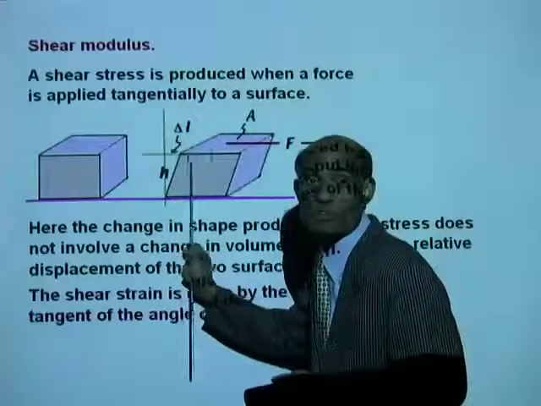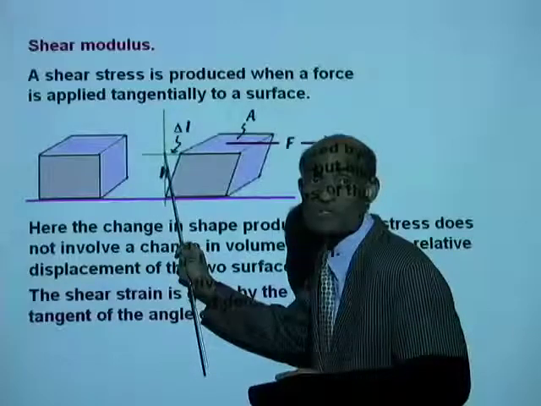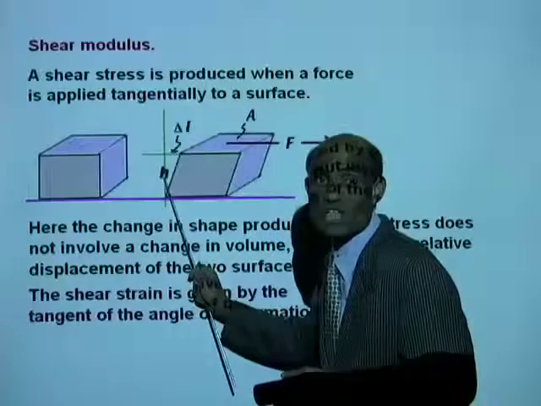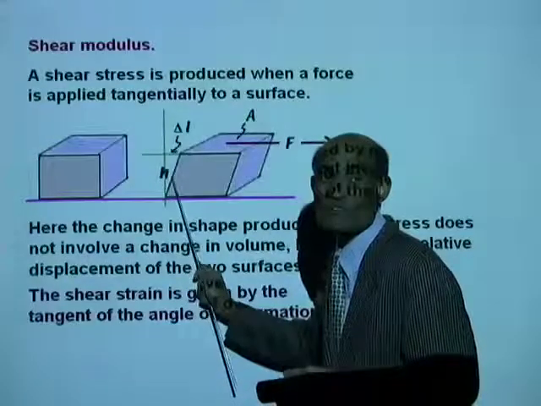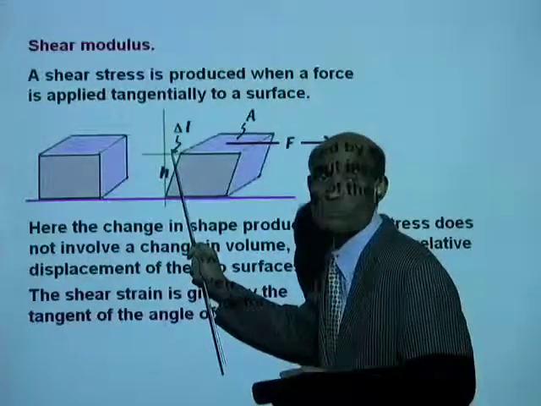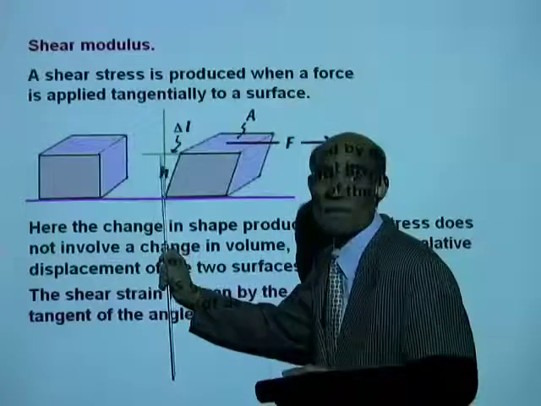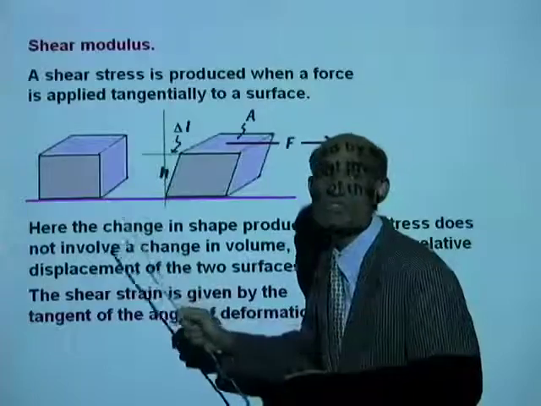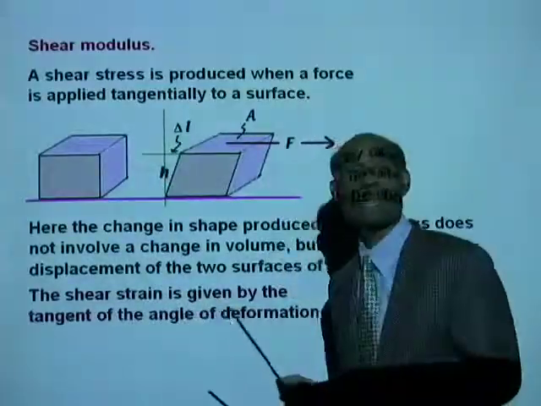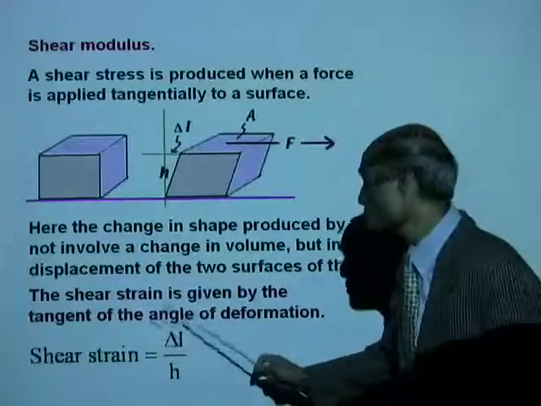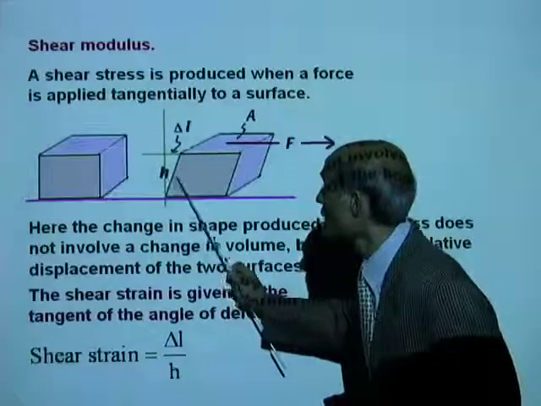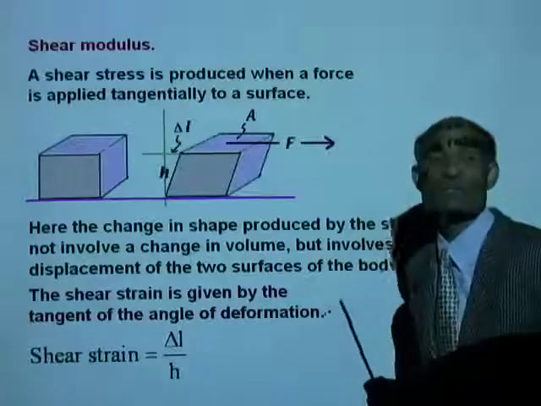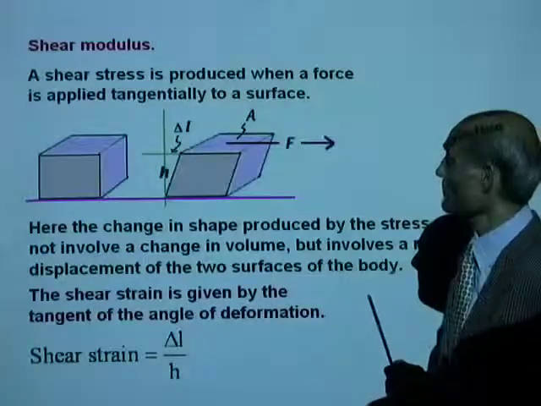So if the upper surface has been displaced by a small distance delta L, then the tangent of the angle of deformation will be that opposite side divided by the adjacent side. Delta L divided by h is the shear strain here. So shear strain is the tangent of the angle of deformation, which is delta L divided by h.